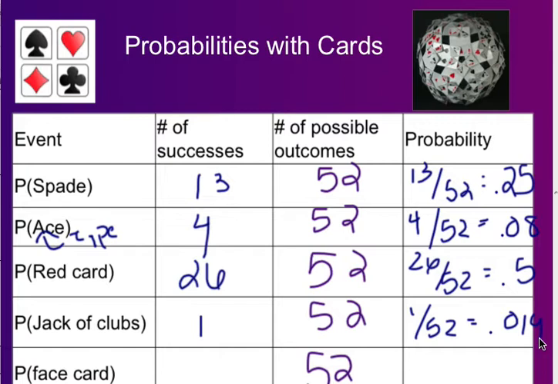Taking a look at a face card, well, we talked about there being 12 face cards, Jack, King, Queen in each deck, times 4, per suit times 4 suits is 12 per deck. So that's going to be 12 out of 52. And when you divide those out, you get 0.231 as your probability. Okay, so that's dealing with cards.